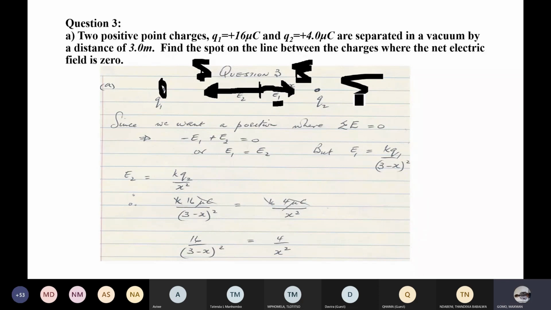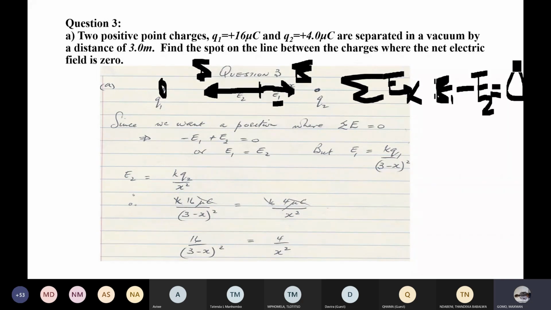Now, if you want to find the summation of E's acting in the x-axis, you will find that you have got E1. Since this one is going to the right, it's positive. Then your E2 is going to the left. So it's going to be E1 minus E2. Since they said find the spot between the charges where the net electric field is equal to 0, they're saying these two must be equal to 0 at that point. So you equate these to 0.